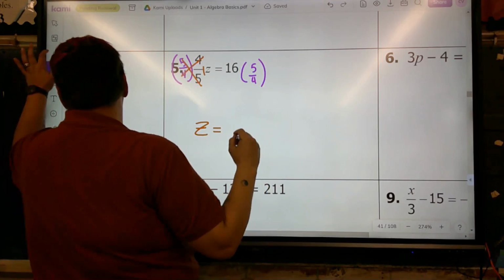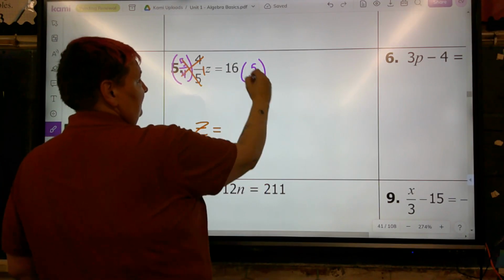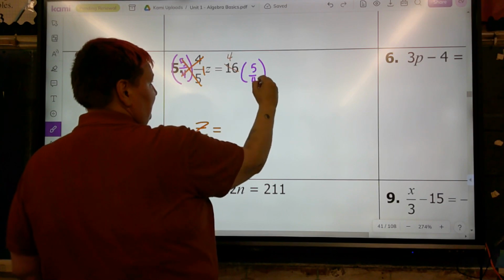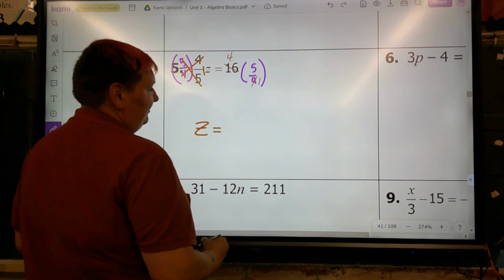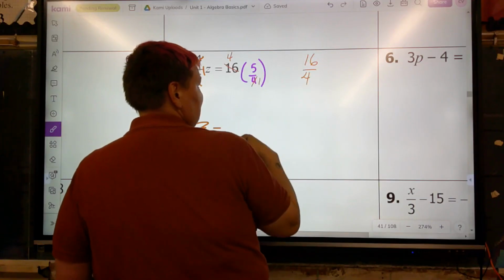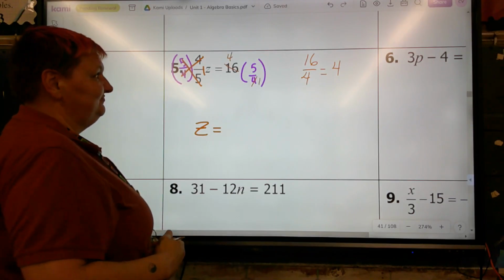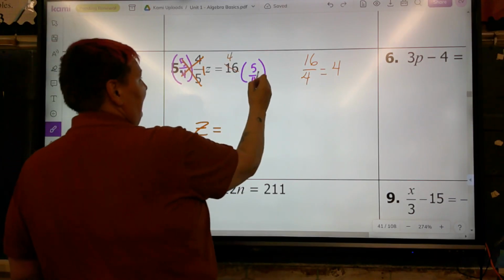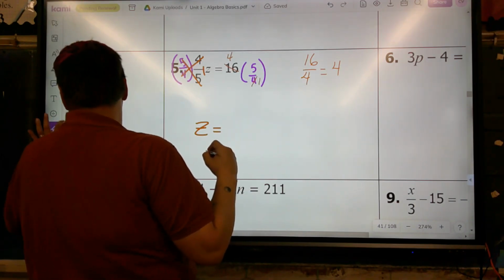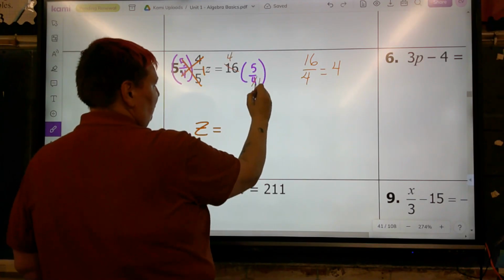So let me make it smaller so you can see what I'm talking about. Right? 4 goes into 16 4 times. It goes into itself 1 time. Basically, I simplify it. I pretended that it looked like this, and I simplified and ended up with this. Right? All you're left with is 4 times 5, which is 20, over 1, which is 20.